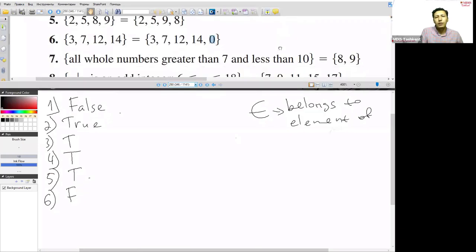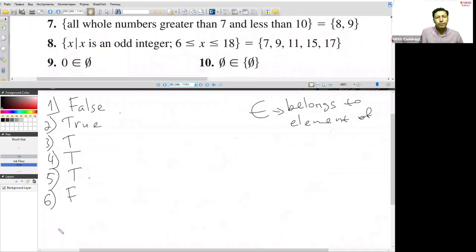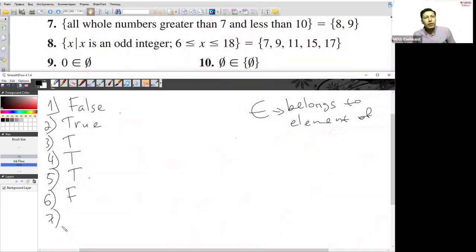Number 7. All the whole numbers greater than 7 and less than 10. That means between 7 and 10 we have 8 and 9. So it is true. The left side is also the same, 8 and 9. Number 8.